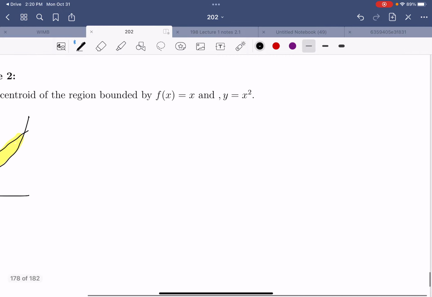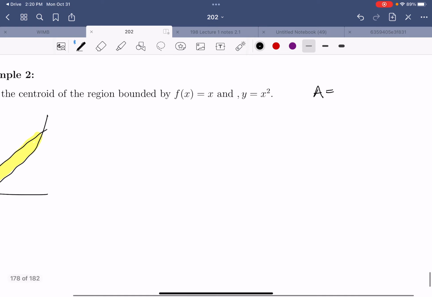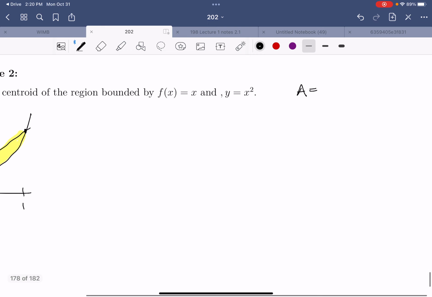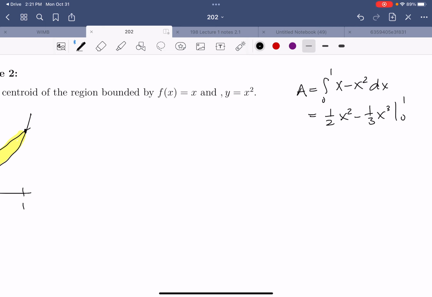So the area is the integral. And by the way, if you set these two equal and factor, you get x times x minus 1, and so that gives you 0 and 1. So you want the integral from 0 to 1 of the top, which is the x, minus the x squared, which is the bottom. So this is 1/2 x squared minus 1/3 x cubed from 0 to 1. And then you get 1/2 minus 1/3 and 0. So 1/3, this is going to be 1/6. So my area here is 1/6.